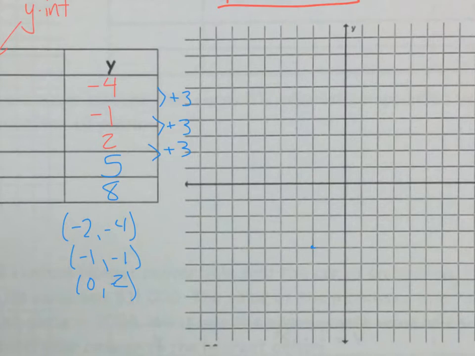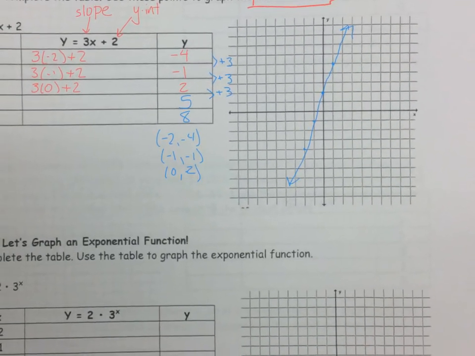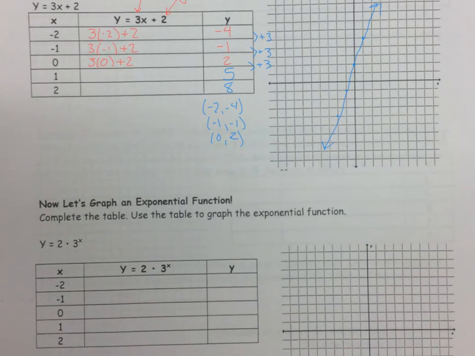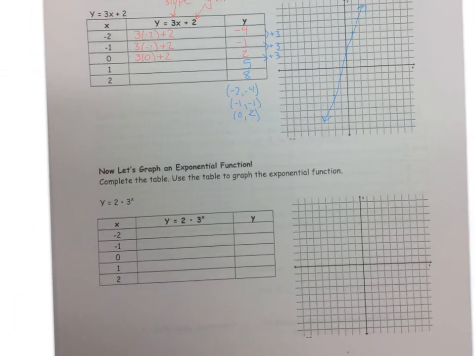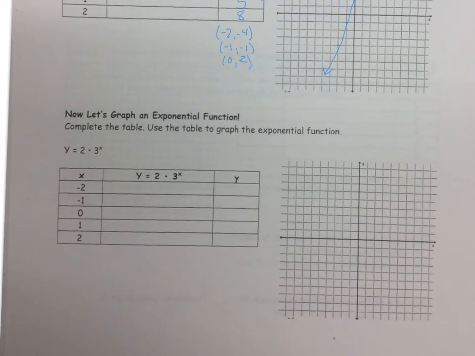Negative 1 comma negative 1. 0, 2. 2, 5. Etc., etc. We can draw a nice straight line. Not great, but a nice straight line through that. Obviously, I should have used a straight edge. I didn't, but it's hard on this. So finish that up, write that down, and I'm going to take a look at the next one.